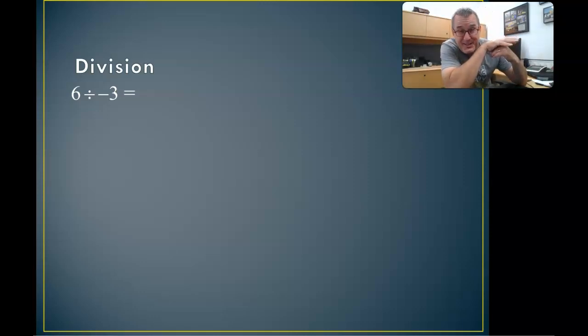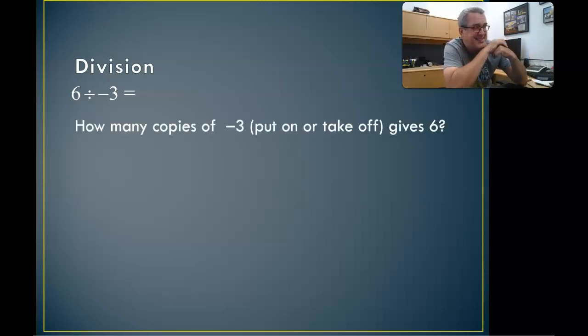Will you please pause the video and make your brain think through 6 divided by negative 3, since you've already seen it. How many copies of negative 3 does it take to make 6? Pause the video. Give it a shot. Come back and find out.